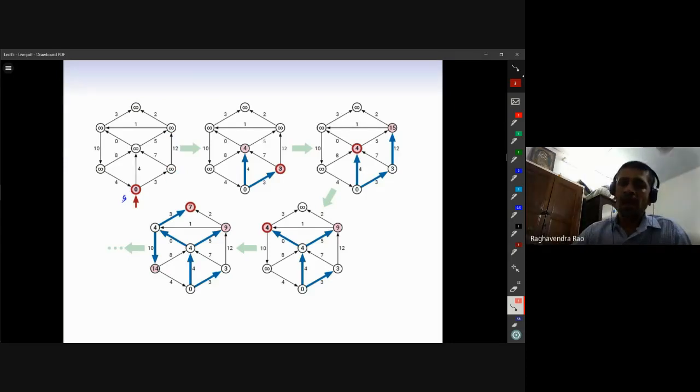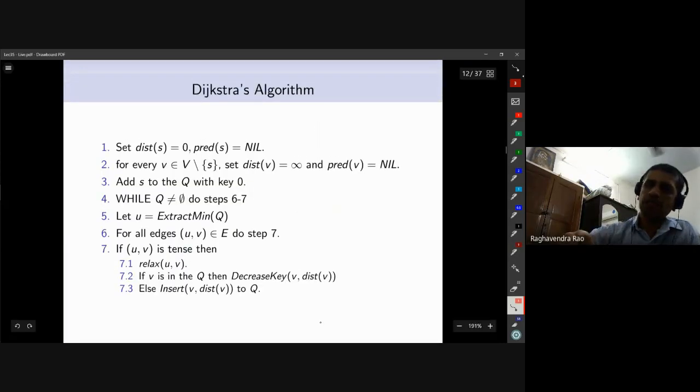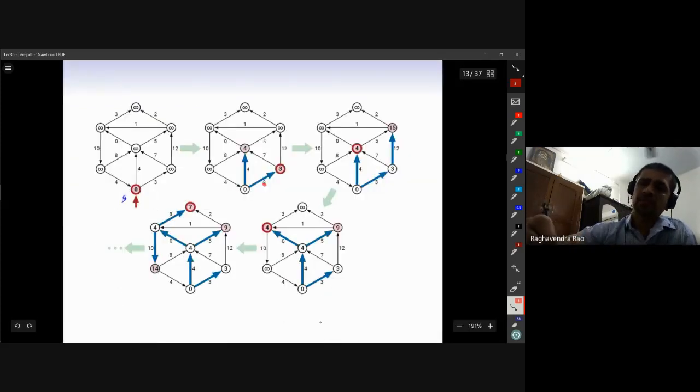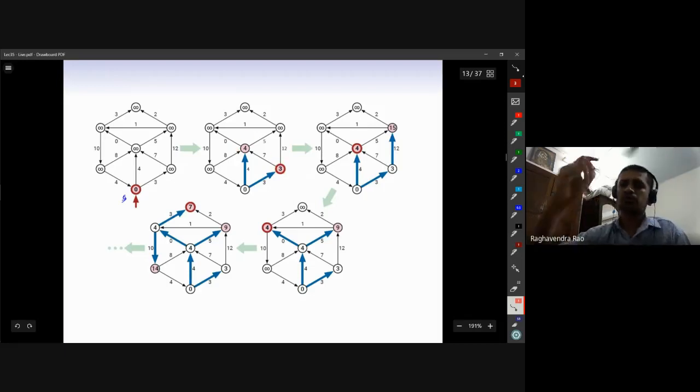The first iteration. Once you extract S from the priority queue, you process it for every neighbor of S. If you look at this step, for all edges UV, U is S in the first step. Now you check if UV is tense. Naturally, all of these edges will be tense because these values are infinity here. So 0 plus the weight of this edge is going to be smaller than this weight. So now you update. The first update is this vertex, so it gets updated to 3.